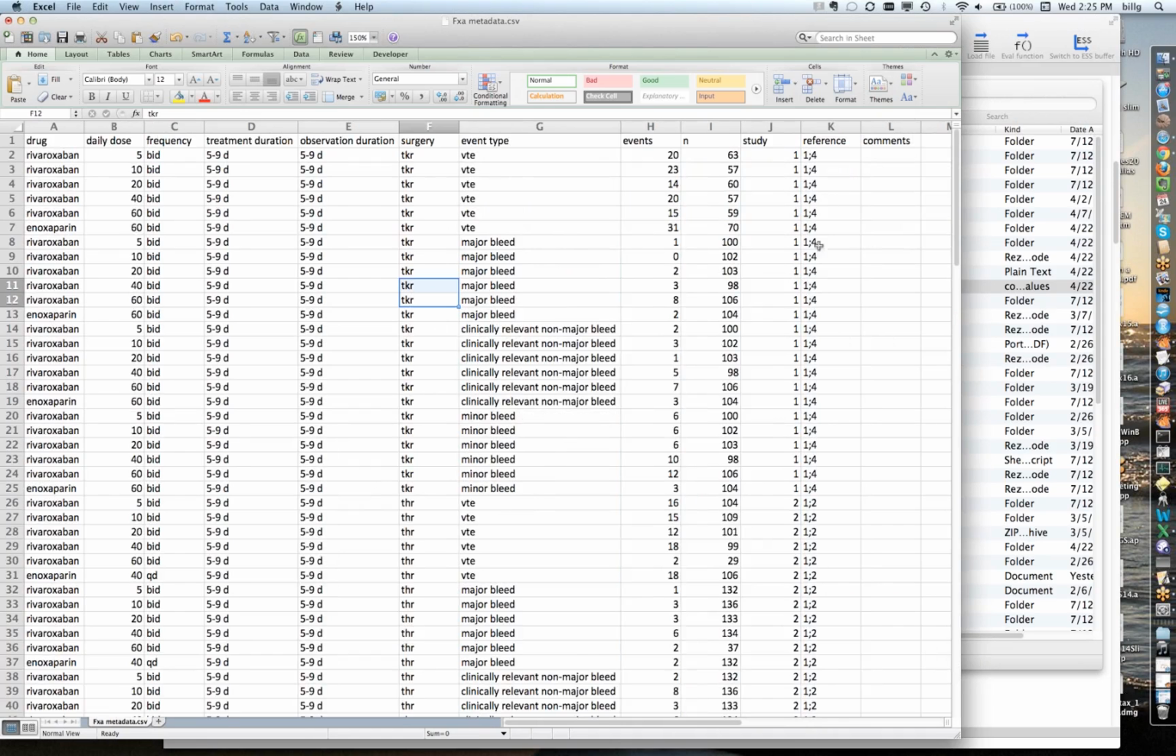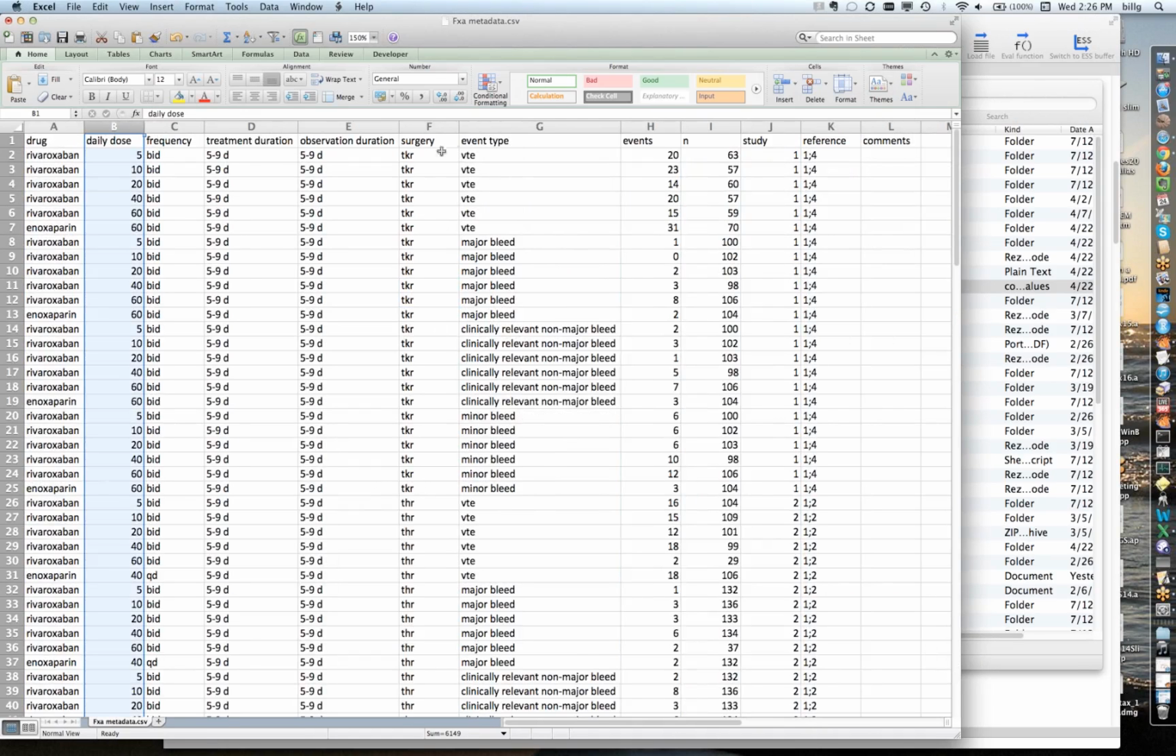Okay, so that's the data set we're working with. We're only going to be using drug, dose, and event type just to split out the VTEs. We're going to use events. Essentially, events here is equivalent to what was called VTE in the model. And N we'll certainly use, as well as the study identifier. So all of those are in there.